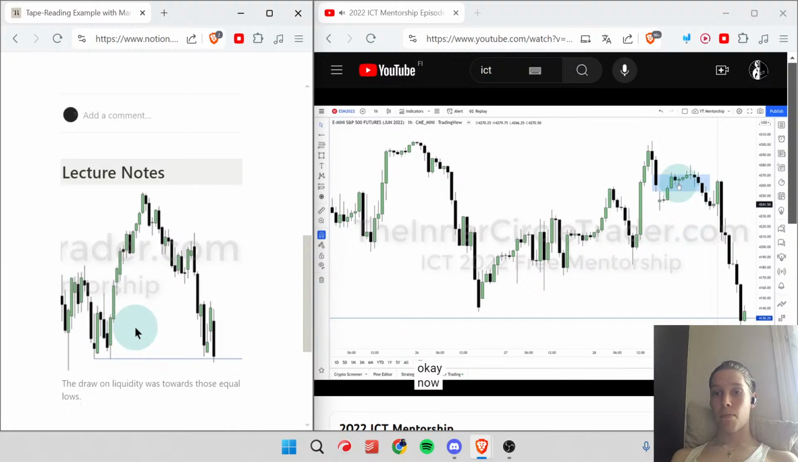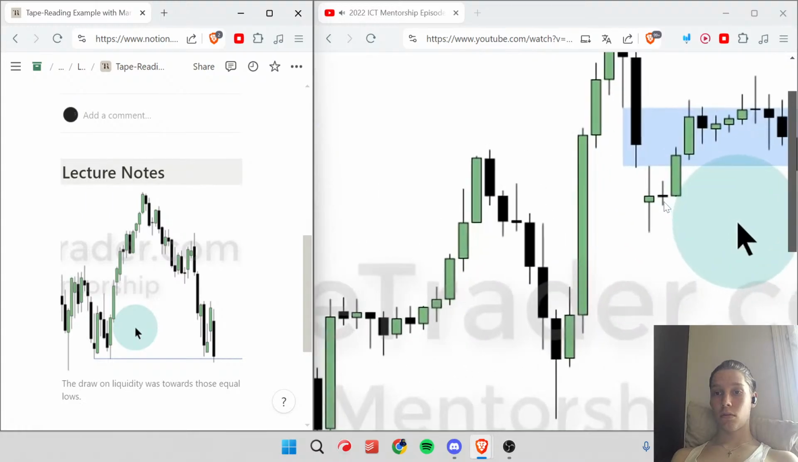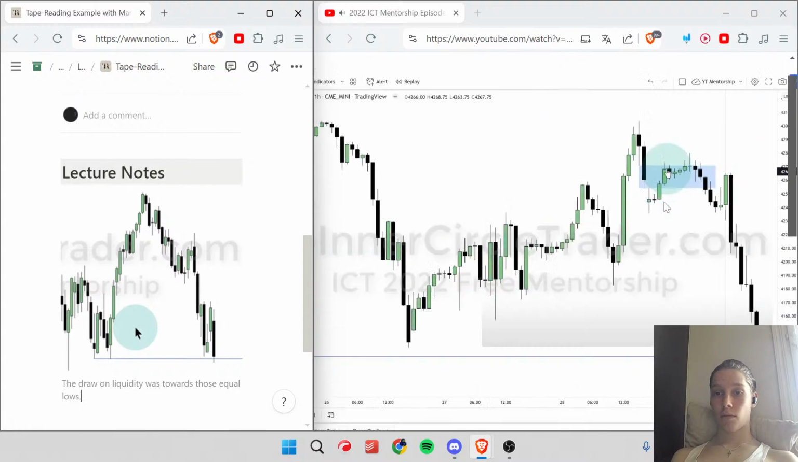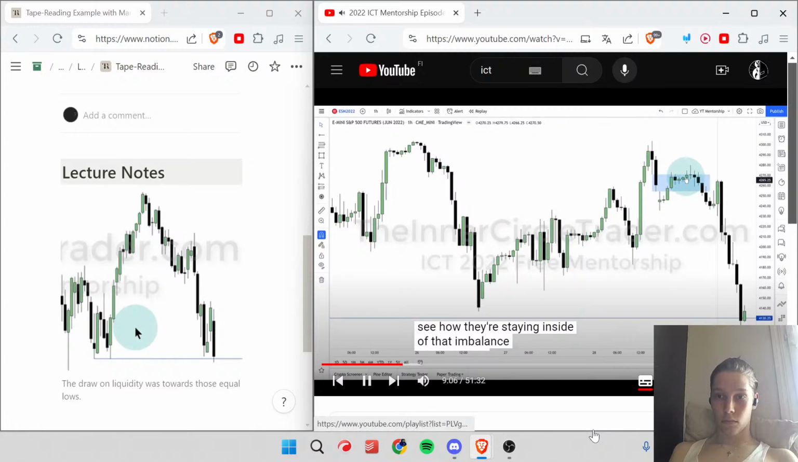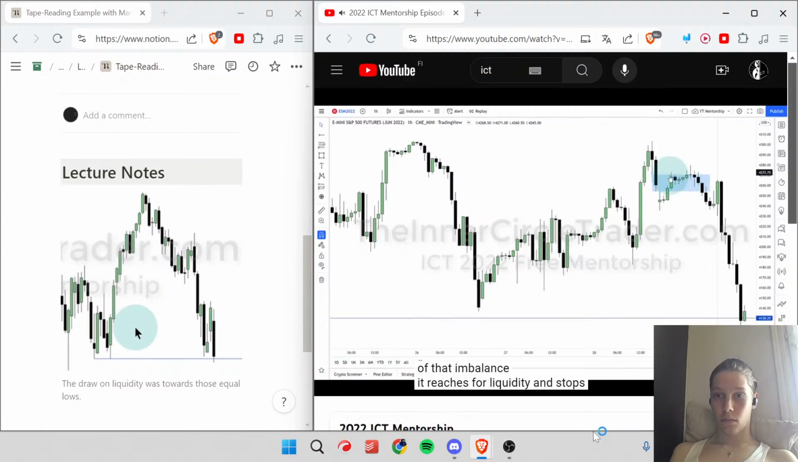Now, we have this candle here, a small piece of that one, this one, this one, this one, and this one. They go just above that area here. This is permissible price action. In other words, this is something you have to get used to. Look at the bodies of the candles. See how they're staying inside of that imbalance? It reaches for liquidity and stops on these wicks. But the bulk of the volume is being held inside this imbalance. Notice that? So now we have the market release go to the downside.